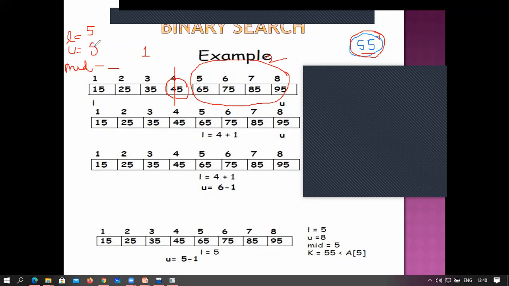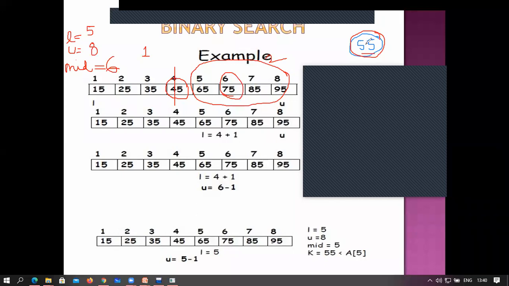Okay, lower bound is 5 and upper bound is what? 8. What would be the middle value, Ajit? Ma'am, 6. Go to the sixth element. Okay, what would be the next step?